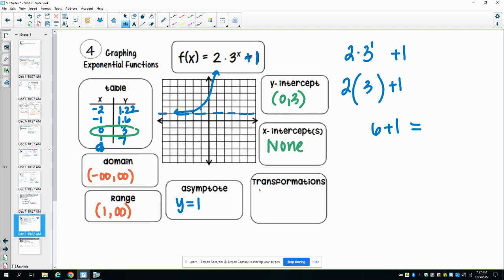And then transformations. We had this 2 out front here, so 2 times. So we had a vertical stretch by a factor of 2. Since it was outside the function, it's impacting the range vertically. And then we had a vertical shift up 1, from this 1 on the outside here.